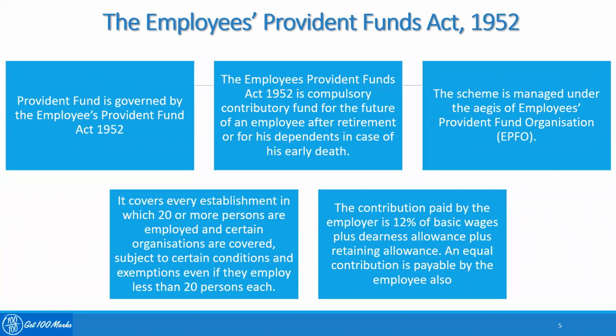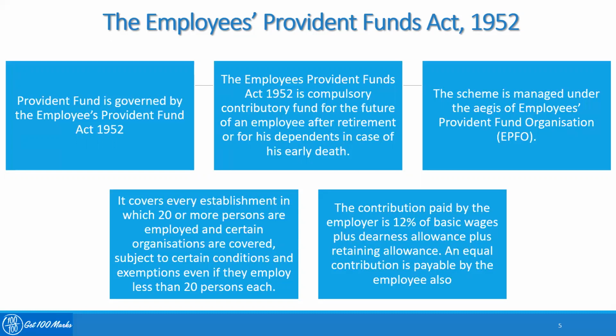Next is the Employees Provident Fund Act 1952. Provident Fund is governed by the Employees Provident Fund Act 1952. The Employees Provident Funds Act is a compulsory contributory fund for the future of the employee after retirement or for his dependents in case of his early death. The scheme is managed under the aegis of the Employees Provident Fund Organization, EPFO.